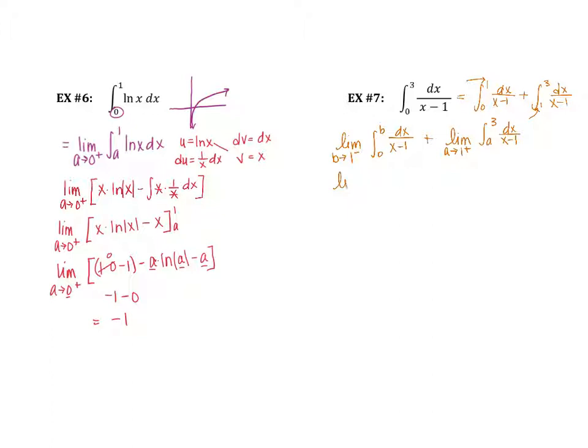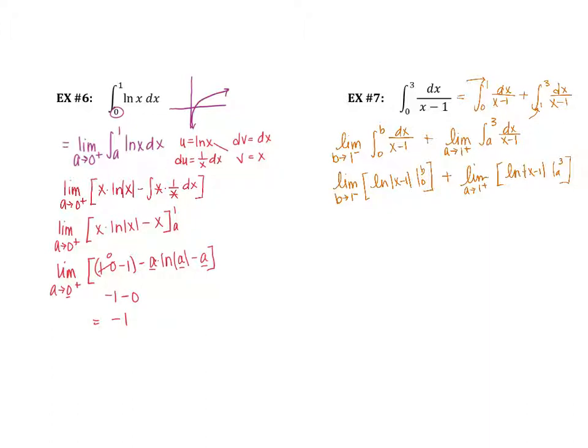And this is the case where the derivative of the bottom is the top, so we have natural log. So we have the limit as b approaches 1 from the left of the natural log of the absolute value of x minus 1, evaluated from 0 to b, plus the limit as a approaches 1 from the right of, and again this is natural log of the absolute value of x minus 1, evaluated from a to 3.